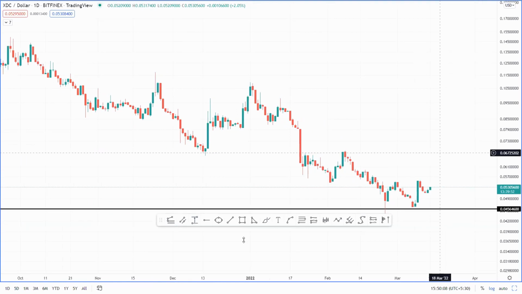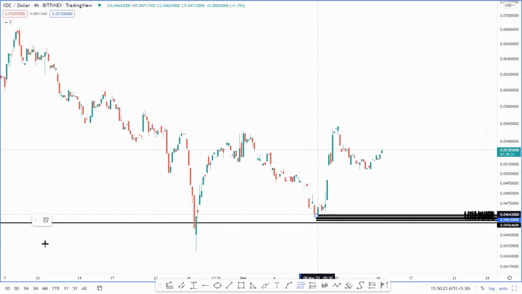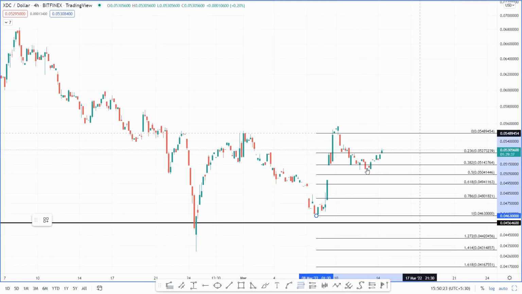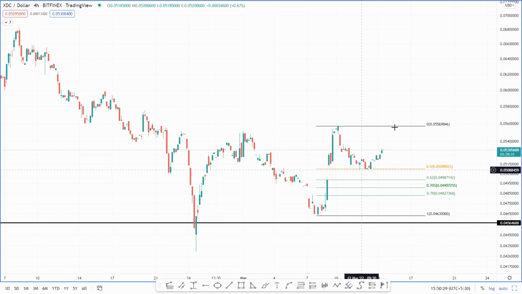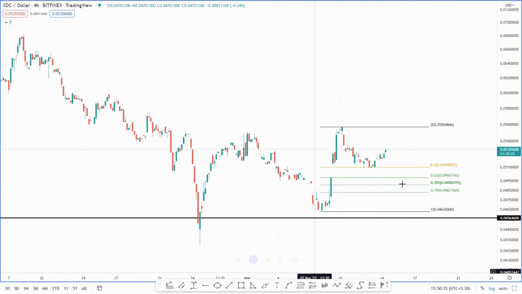is use a fib. Actually, we're going to use a fib from here to here. Right, so it's currently bouncing off the 50 retracement level, which is the midpoint of this particular upswing. So what I would do is wait for the price to hit down here, which would be an optimal place to buy, and then for it to go higher.